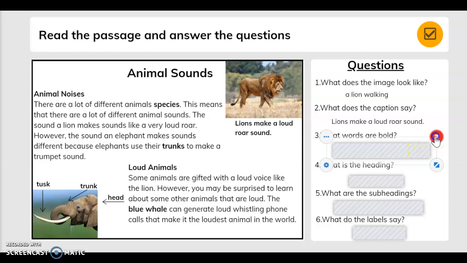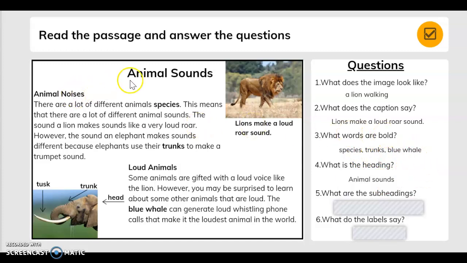What words are in bold? These are our bold words right here. Species, trunks, and blue whale. What is the heading? We got animal sounds for the heading. What are our subheadings? Well, we have animal noises and we have loud animals. What do the labels say? Tusk, trunk, and head, which is all an example of a diagram.